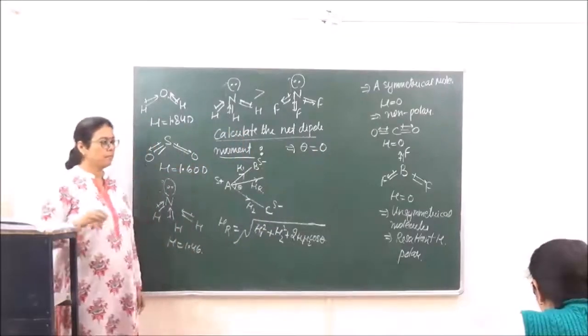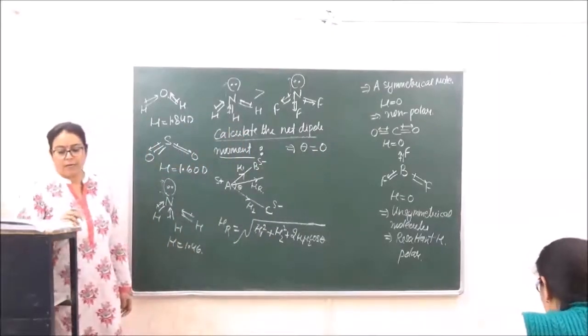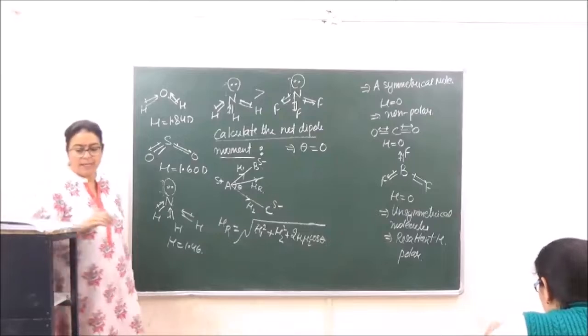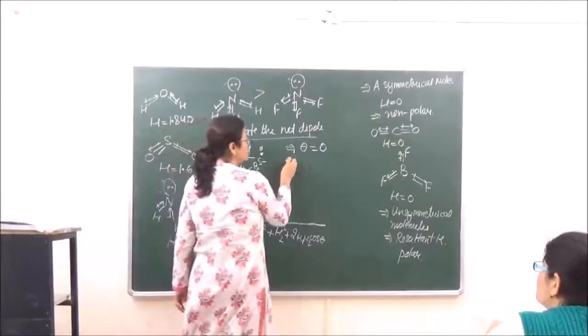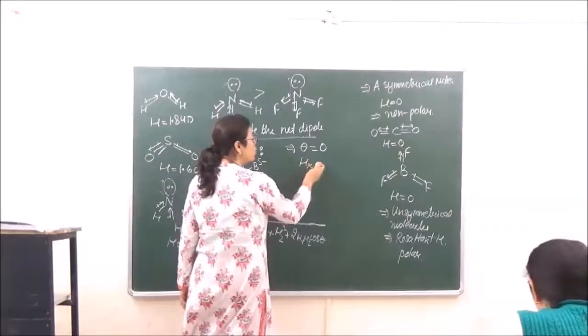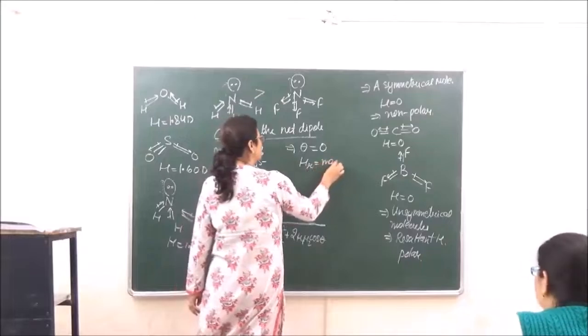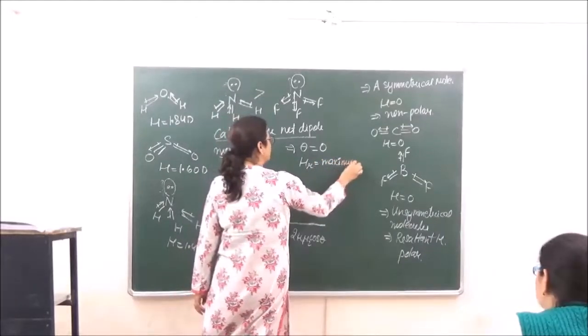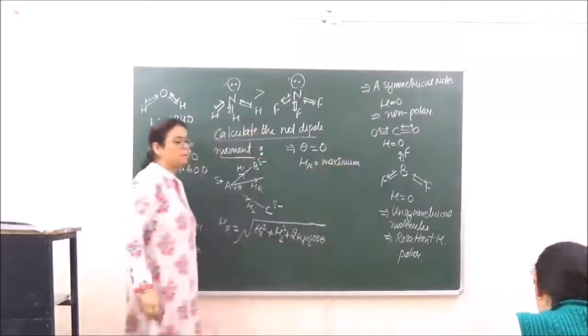Okay. Now in this case we say that if the value of theta is equal to 0, then the value of mu resultant is maximum.